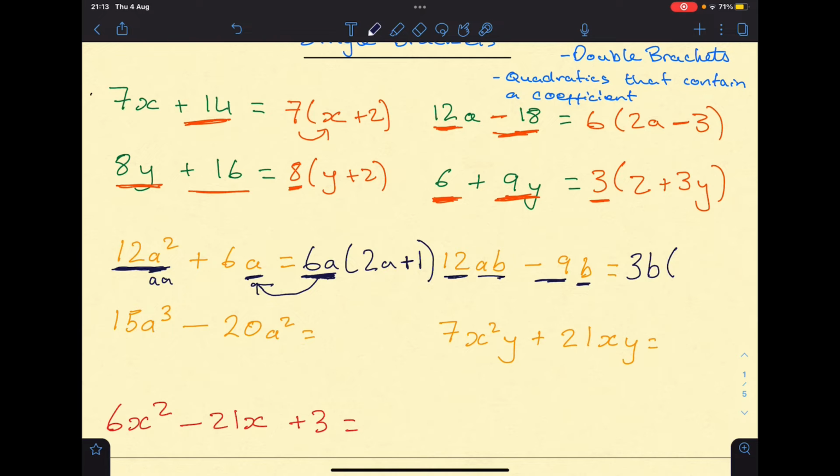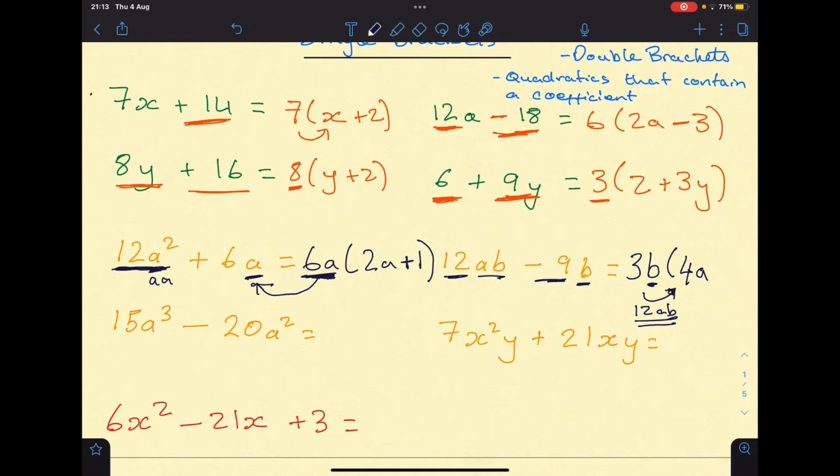What do I multiply 3b by to get 12ab? Deal with the numbers first. 3 times what is 12? So 3 times 4 is 12. And then I have an a missing. I've already got the b. So I just need an a. So 4a. You can check it. 3b multiplied by 4a. 3 times 4 is 12. a times b, ab. Okay, so that's correct.